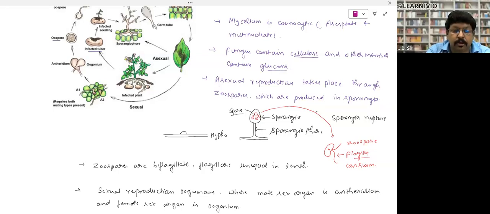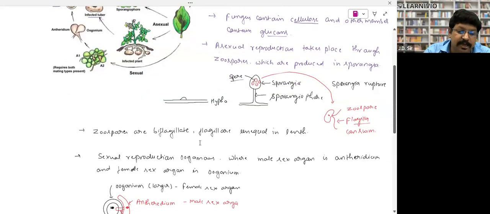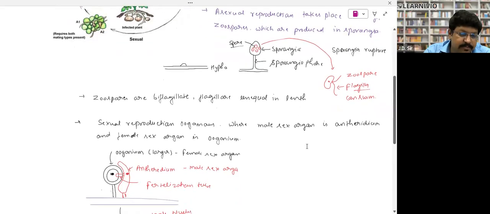Yes, sir. So first thing, Phytophthora infestans. What disease is it called? Late blight of potato. What impact did it have on society? Great Irish Famine. Second, the name of the spore is zoospore, and zoospores have flagella. It is motile. That is the main thing. Zoospores are biflagellate. Flagella are unequal in length.